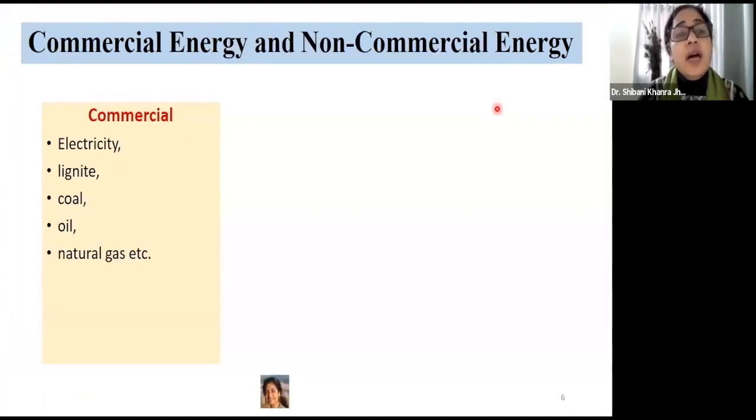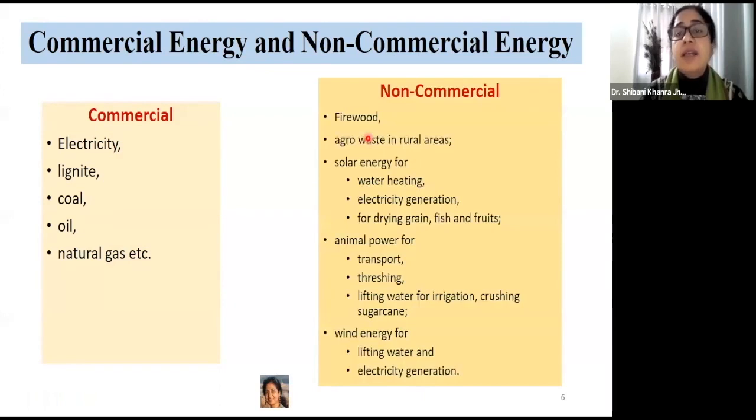Now, coming to another way of classifying energy, which is based on commercialization. We call it commercial energy where electricity, lignite, coal, oil, natural gas are different forms of commercial energy, whereas non-commercial energy is just used locally, like firewood, agro-waste in rural areas, solar energy, animal power for transporting and threshing, wind energy for local lifting of water, and so on.